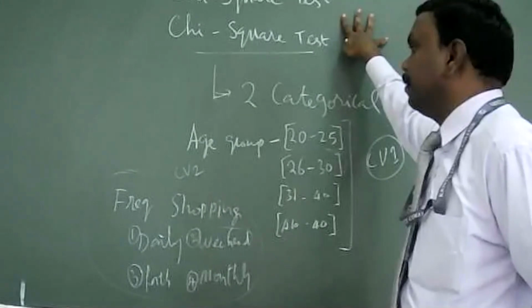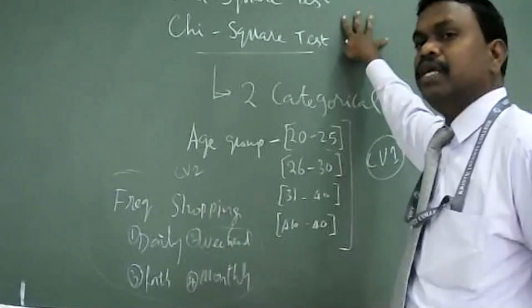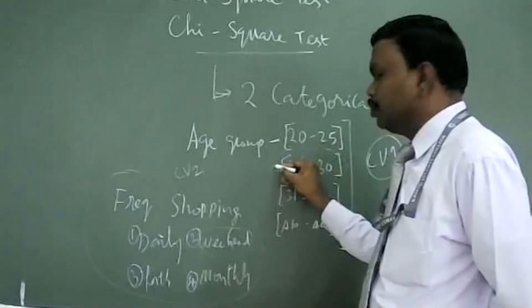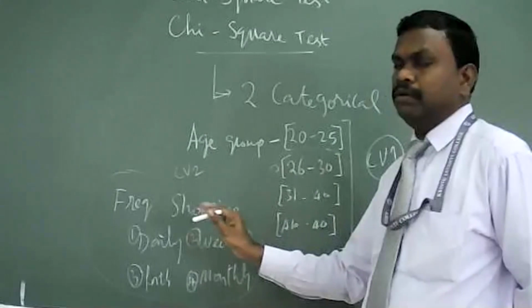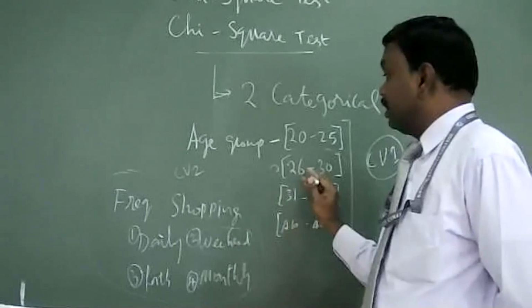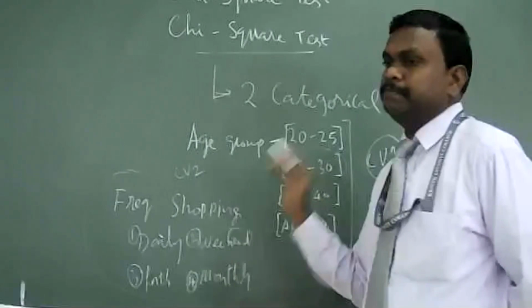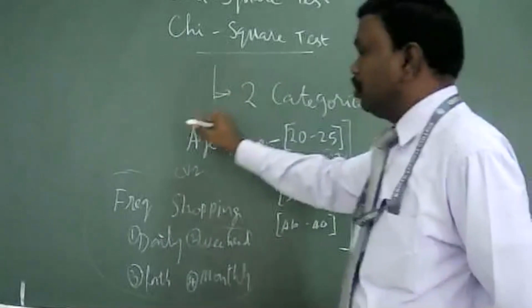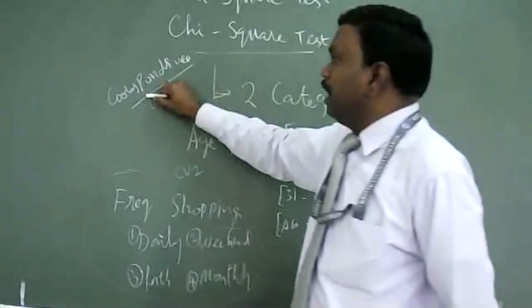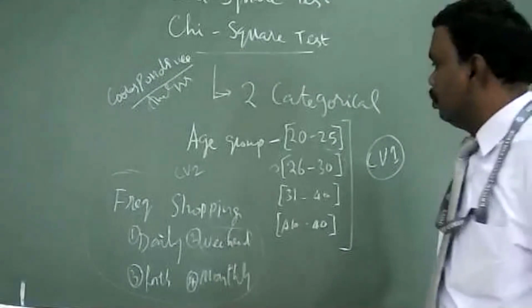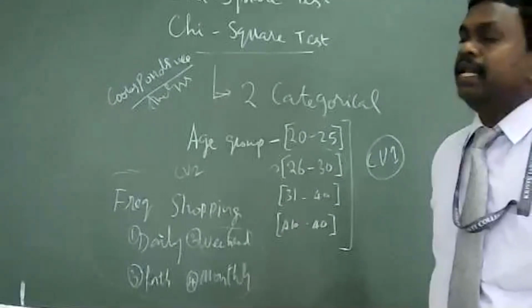What's the limitation of chi-square here? It will not tell you which group here is associated with which group there. It will tell you that some group here is associated with some group there. That is what association means, and what the chi-square can tell you. But it cannot tell you which option here is associated with which option there. For that I need to use an analysis called correspondence analysis. When I use correspondence analysis, it will tell you which group here is associated with which group there.